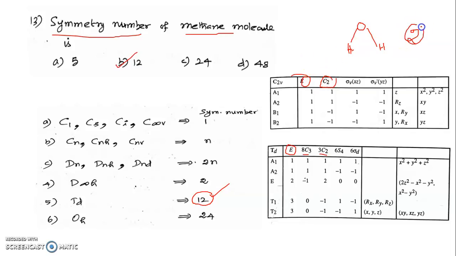Correct? Now you see the table. This molecule belongs to C2v, right? For Cn, Cnh, Cnv, okay, the symmetry number is equal to n. Since the point group of this molecule is C2v, n is 2, therefore the symmetry number for this molecule is 2. So if you know the point group of this molecule, you can find the symmetry number directly using this table. Okay, yeah. Now we'll go to the next question.